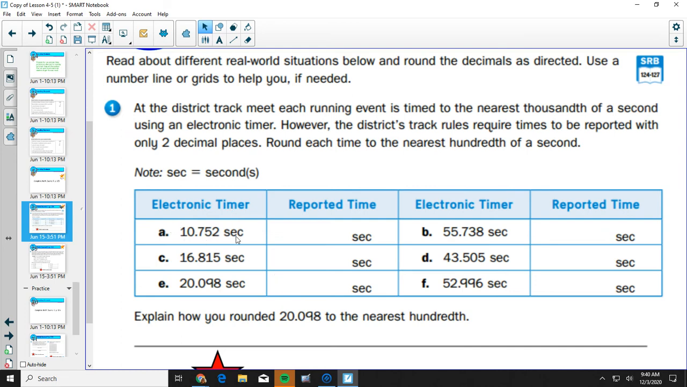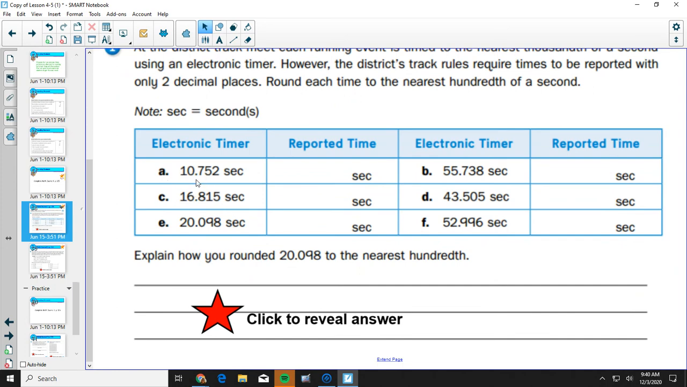So you're going to see in each of these, they are rounded to the thousandths. That's where they've stopped. And so you're going to round them to the hundredths. So for example, for A, we have 10 and 752 thousandths seconds. And so I'm going to show you here. We are looking at the hundredths place. That's what we want to decide. So the 2, the thousandths, is going to tell me what to do with that 5. So I see the 2 is less than 5, so the 5 is going to stay the same. So I'm going to report it as 10.75 seconds. 10 and 75 hundredths of a second.